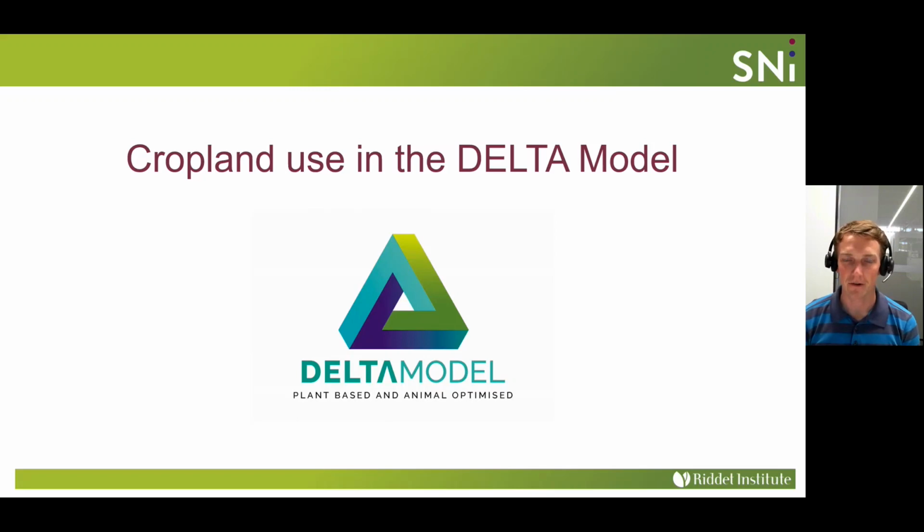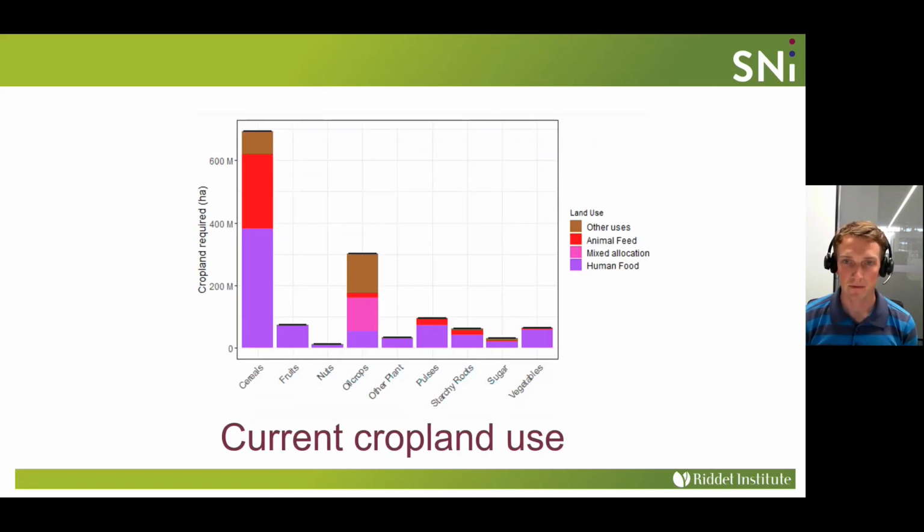So to calculate the land area required to produce the plant foods in a Delta model scenario, we've used FAO data on annual national crop production and area harvested. Using this food balance sheet data, we can calculate the amount of a crop that's used for human food, for animal feed, or for non-food uses like biofuel production. This can be done for all the plant foods in Delta and then totaled for each plant food group, as shown here. Note that grazing and rangeland are not currently included because we don't have sufficient data to do so.